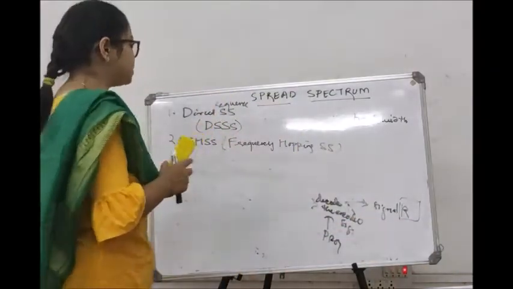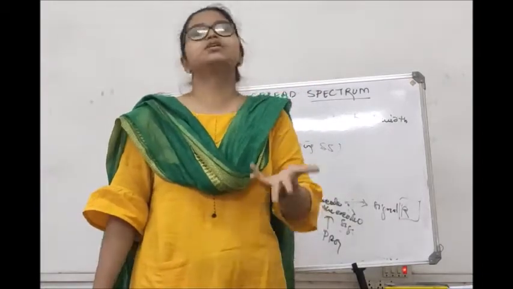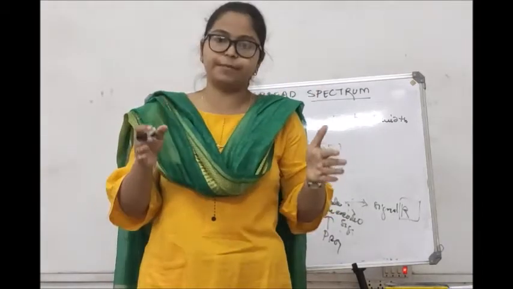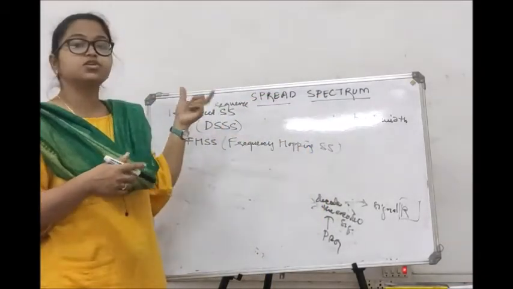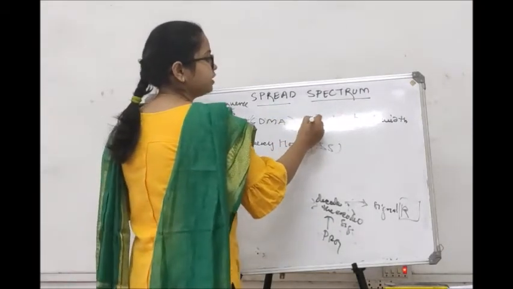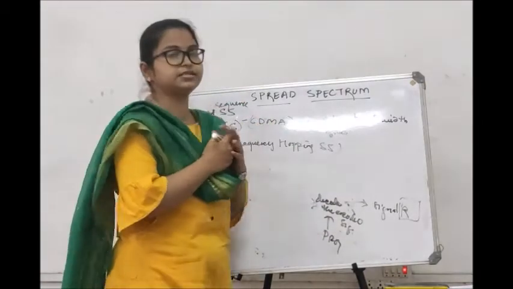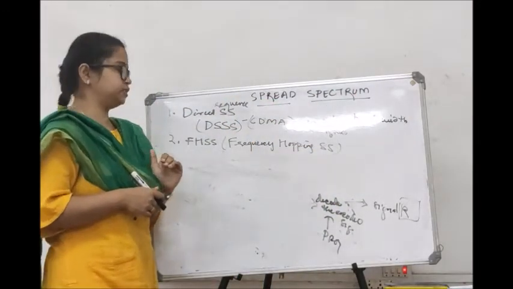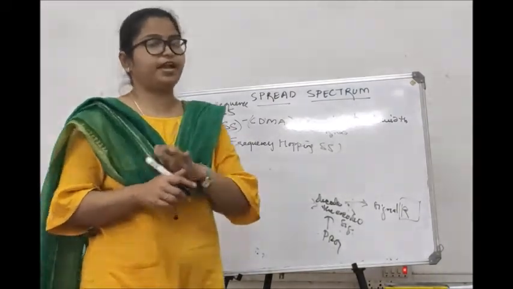Now what is the difference between these two? In direct sequence spread spectrum, we increase the bandwidth by using a pseudo-random generator. Here we use code division multiple access, CDMA, which you have already studied. Encoding of the signal is done, and at the receiver side the signal is decoded. It is very well secure. That is direct sequence spread spectrum.